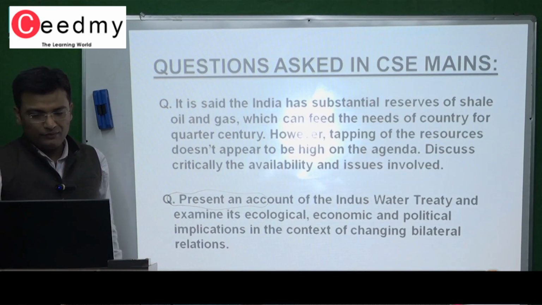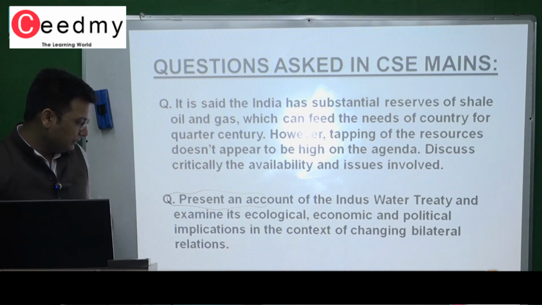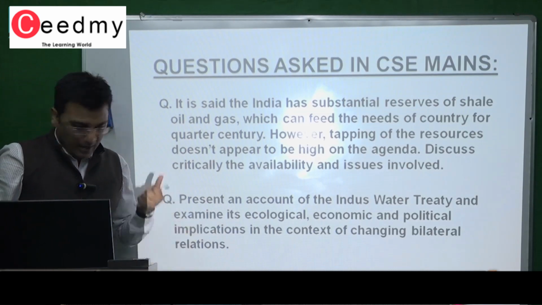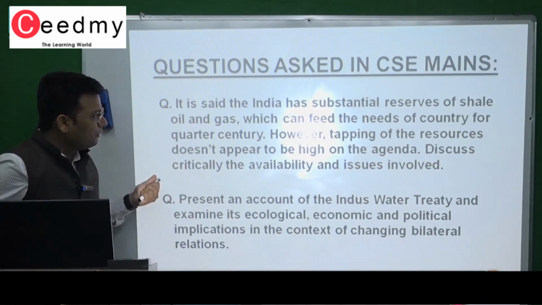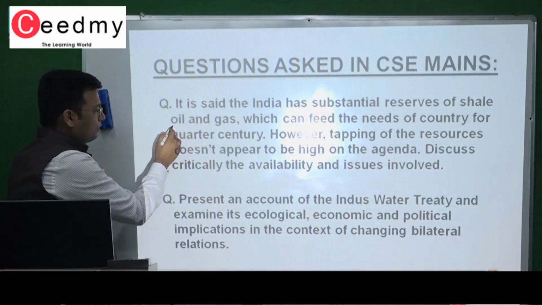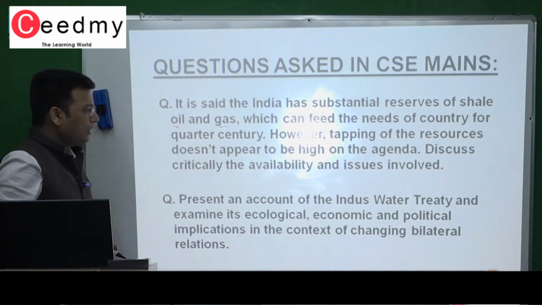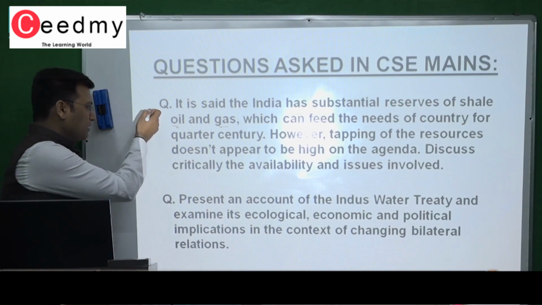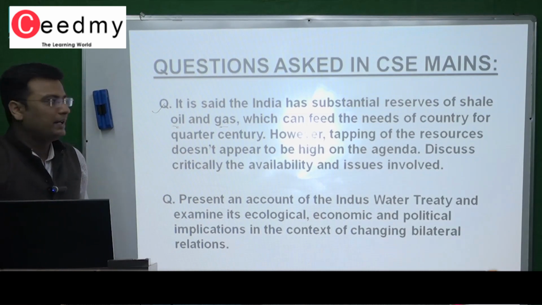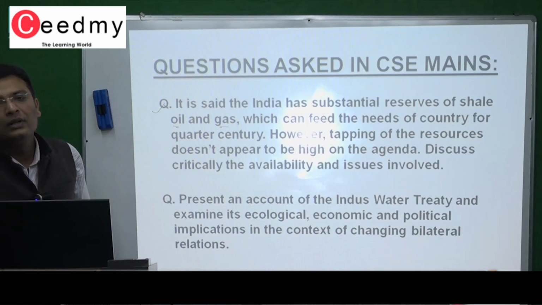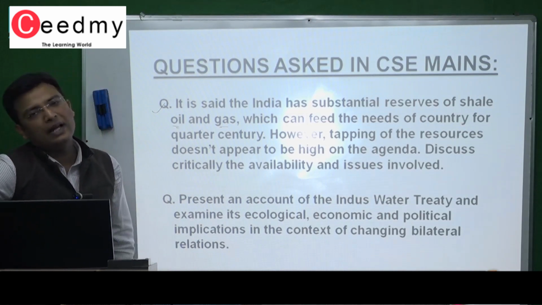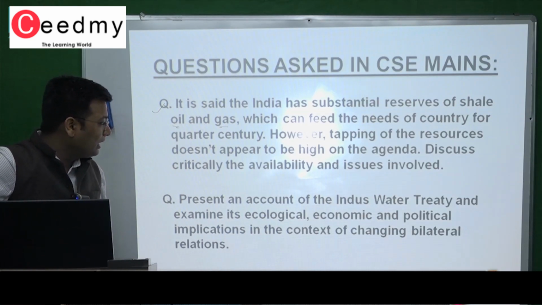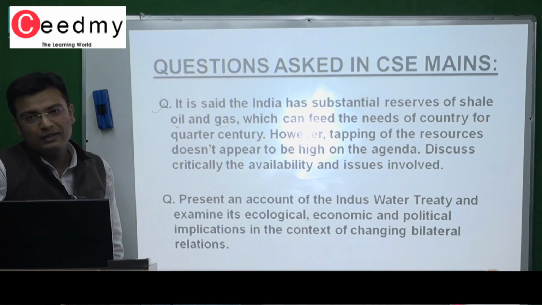So these are the sample questions which UPSC asked in its mains examination, and I am giving these samples because if you know the shale gas, oil and gas resources in India, you can easily answer these questions. The problem is that we lack the knowledge of the location of the resources. We lack the basic knowledge of mapping. That is why we are not able to get good marks in these types of questions.